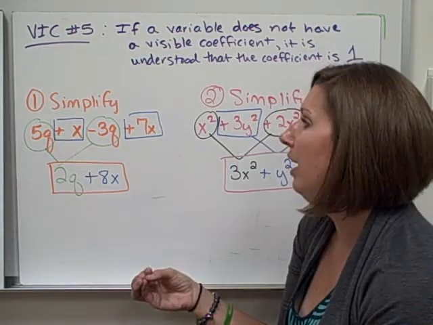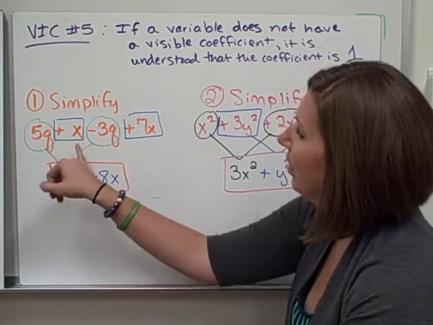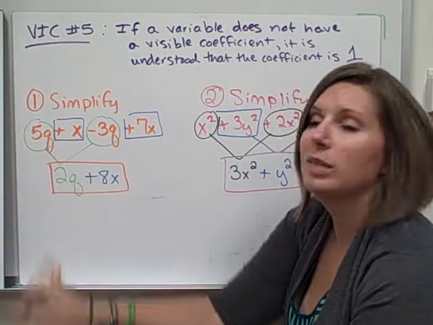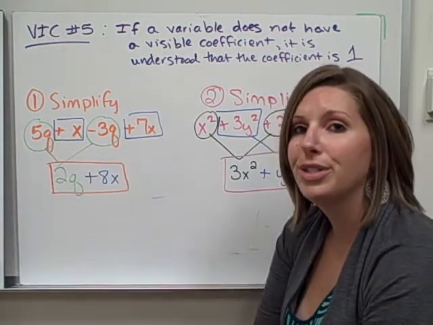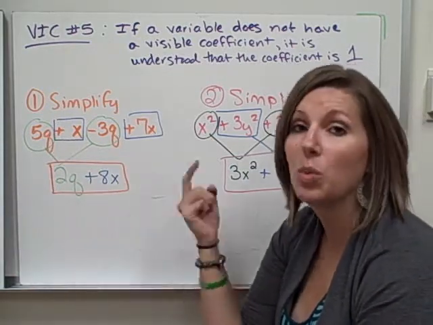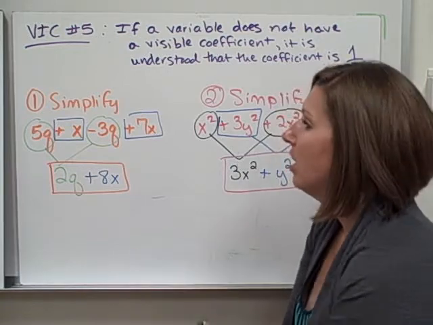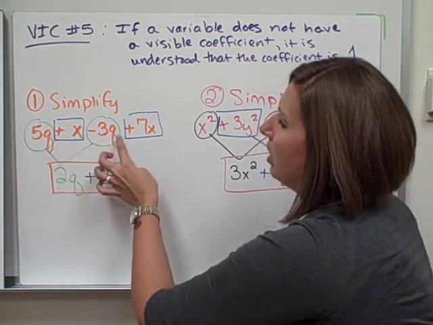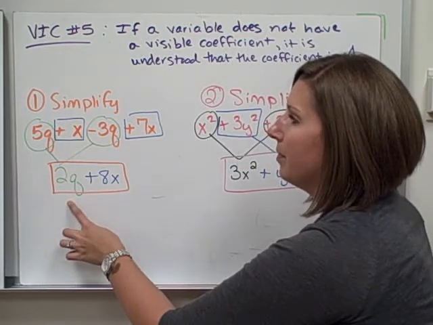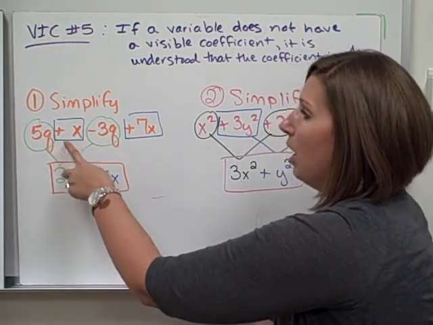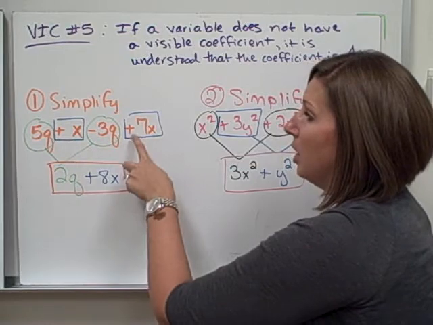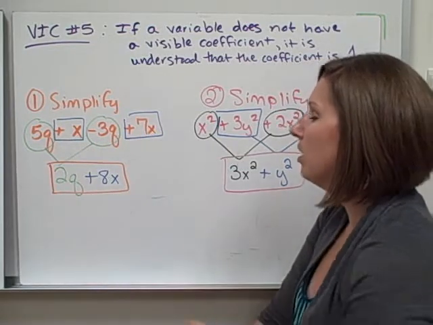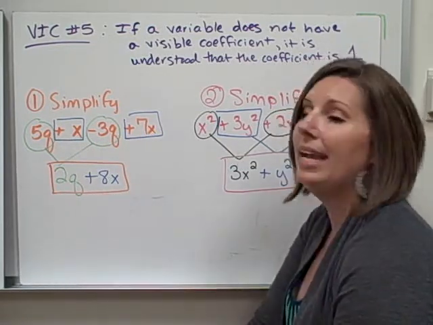Q comes before x. And then here, I've got an x by itself. Well, that's understood that it's just 1x. There's 1x there. So I'm going to concentrate on my q's first. 5q, take away 3q's, left me with 2q's. Then I've got positive 1x plus 7 more x's. So altogether, I've got 8 x's.